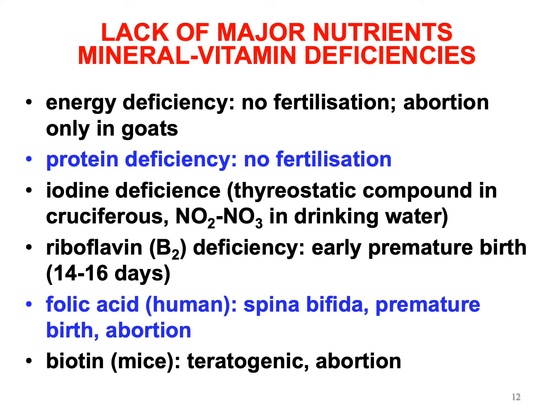From the vitamins, riboflavin, the B2 deficiency, may cause early premature birth, approximately 2 weeks before term. The folic acid in humans may cause spina bifida, premature birth, and also abortion. The biotin has a similar effect in mice. It is teratogenic, so to say, per se, and will cause abortion.